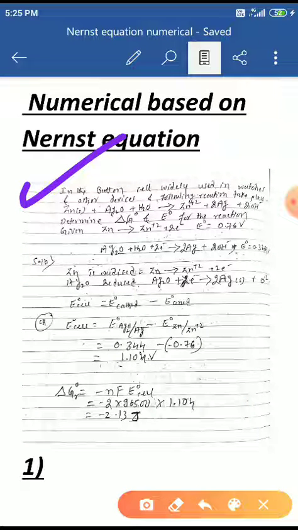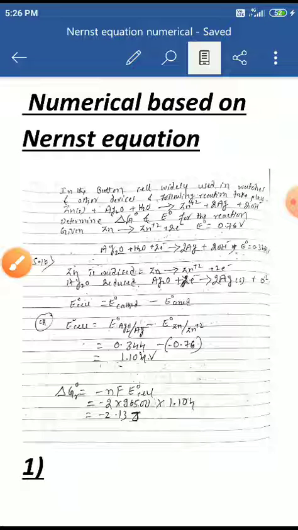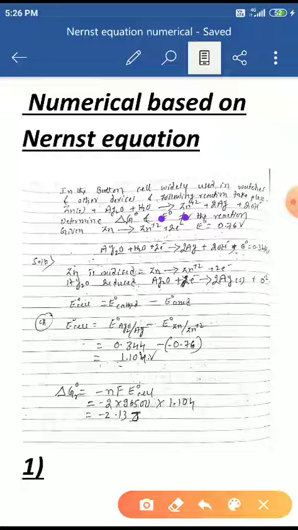The first example is in the button cell, where the following reaction takes place. Zinc reacts with silver oxide plus water to form zinc oxide and the silver atom and hydroxyl ion. Determine the delta G and E naught of the reaction.